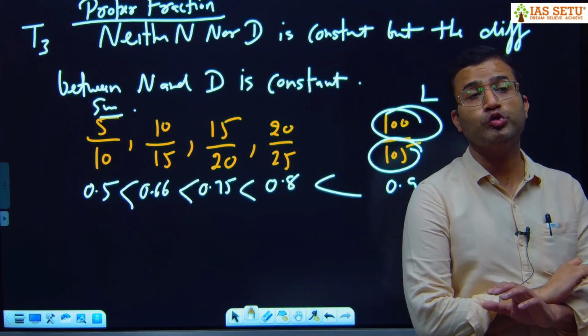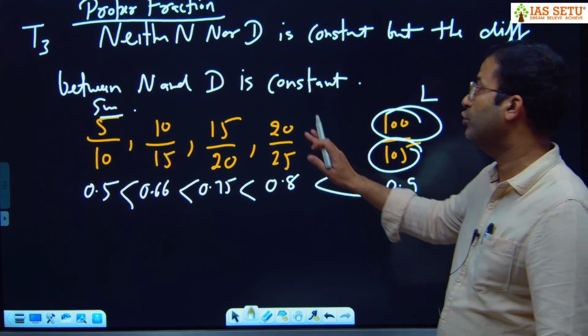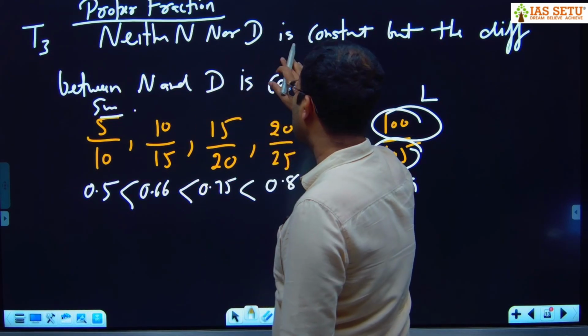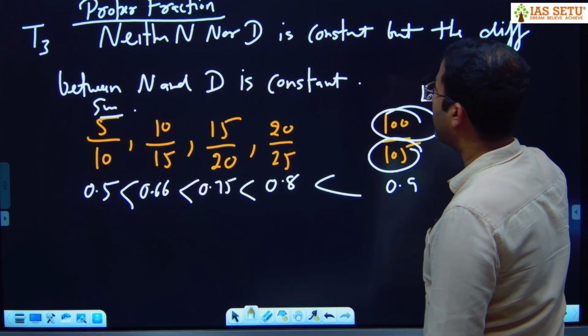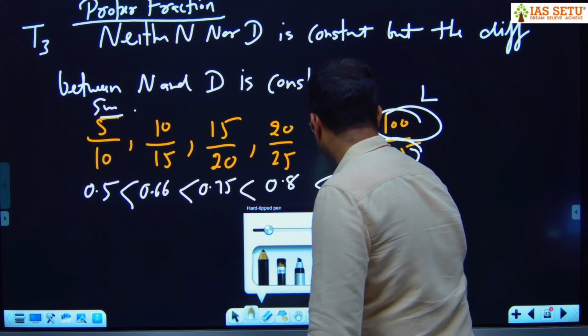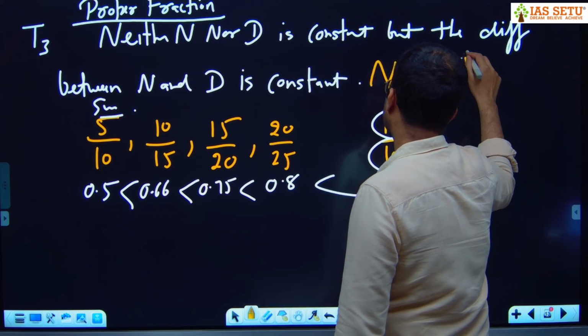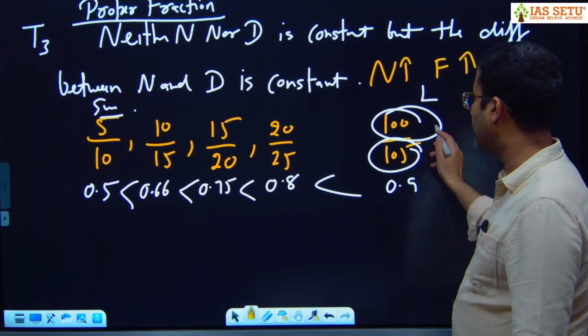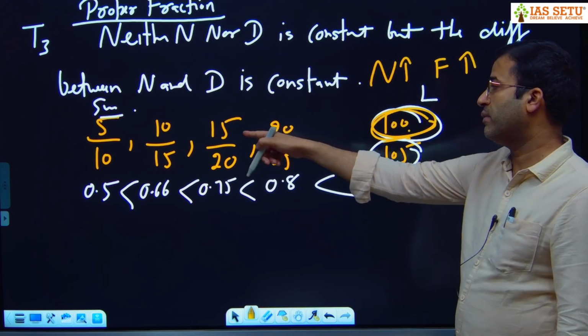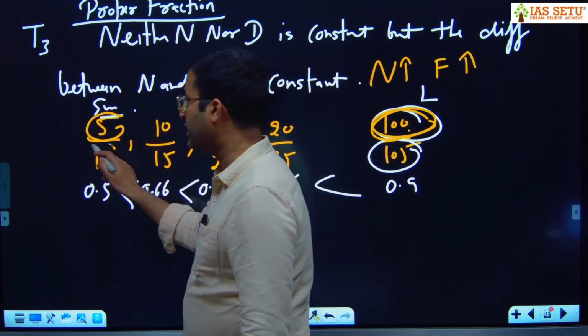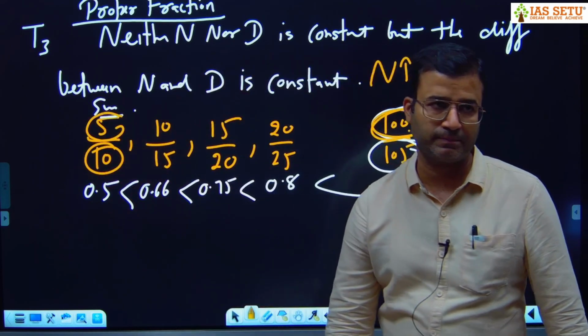No need to do any calculation. What you can do, for a proper fraction, neither numerator constant nor denominator constant, but the difference between numerator and denominator constant. In that question, as numerator increases, fraction value increases. This 100 is the biggest of all, so this is the largest fraction. 5 by 10 is the smallest fraction.